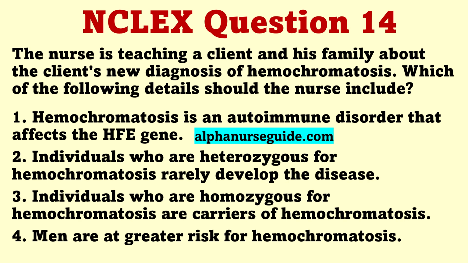The correct answer is 2. The nurse should teach the client and family that individuals who are heterozygous for hemochromatosis rarely develop the disease. Men and women are equally at risk for hemochromatosis, but men are diagnosed earlier because women do not usually have manifestations until menopause. Hemochromatosis is the most common genetic disorder in Canada and the United States. Individuals who are homozygous for hemochromatosis receive a defective gene from each parent. Those with homozygous genes may develop the disease.